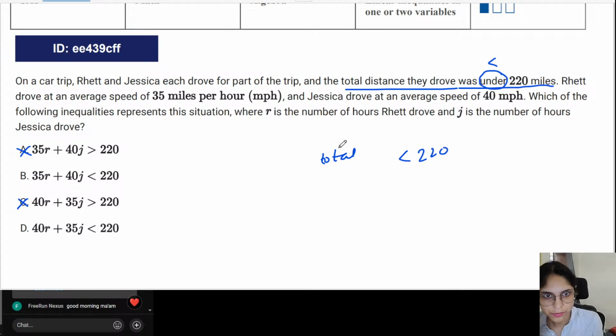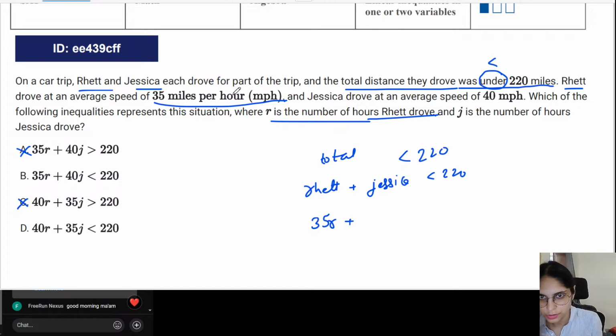Now the total is going to be Rhett plus Jessica, because we have Rhett and Jessica. Rhett is driving 35 miles per hour, so this is going to be 35R, where R is the number of hours Rhett drove. And Jessica is driving at 40 miles per hour, so this is going to be 40J, because J is the number of hours Jessica drove. So 35R plus 40J has to be less than 220. So we're looking for 35R plus 40J less than 220. Option B.